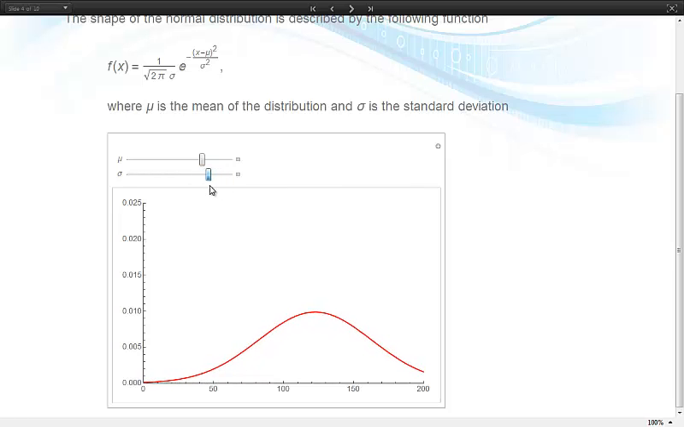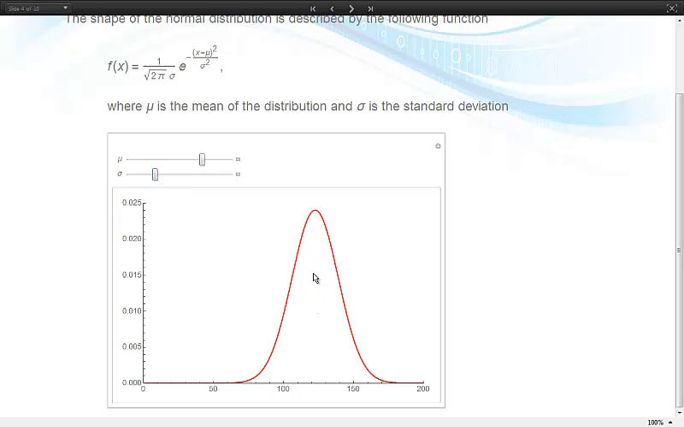Now, why does the height of the curve change when I change the standard deviation? Well, if I make the curve narrower, I have to make it taller so that the area stays the same. This is because, again, this is a probability density function, and it's area under the curve that matters, and so to be a valid probability density function, the total area has to be 1. And so when I make the bell curve narrower, I need to make it taller, and when I make it wider, I need to make it shorter to keep the total area to 1.